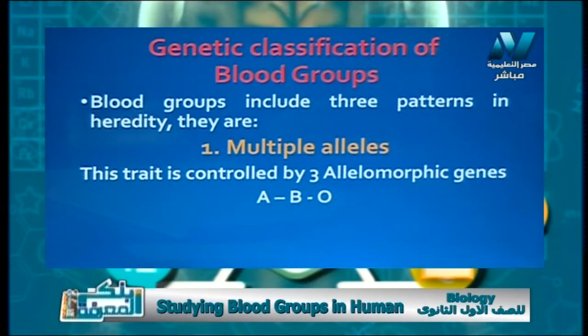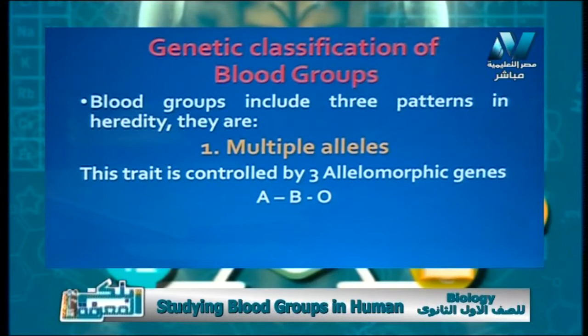The study of blood groups told us that the blood group includes 3 patterns of inheritance. The first pattern, or the first type, is multiple alleles. Since this character is controlled by 3 genes, or 3 alleles, or 3 allelomorphic genes, and these genes are A, B, and O. And we are going to discuss this later on.